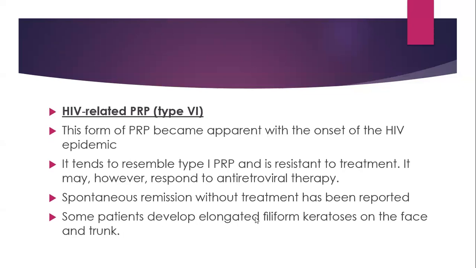Then type 6 PRP, which is HIV-associated PRP. This form of PRP became apparent with the onset of the HIV epidemic. This resembles type 1 PRP, but is resistant to treatment. It does, however, respond to antiretroviral therapy. A spontaneous remission without treatment is possible once the viral load reduces. Some patients develop elongated filiform keratosis on the face and the trunk.